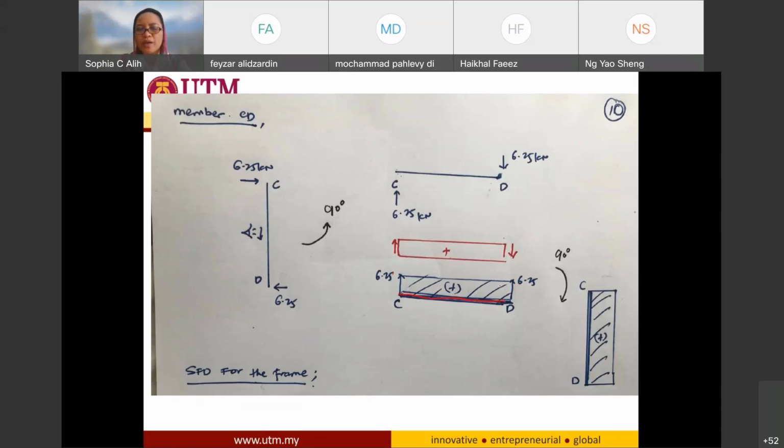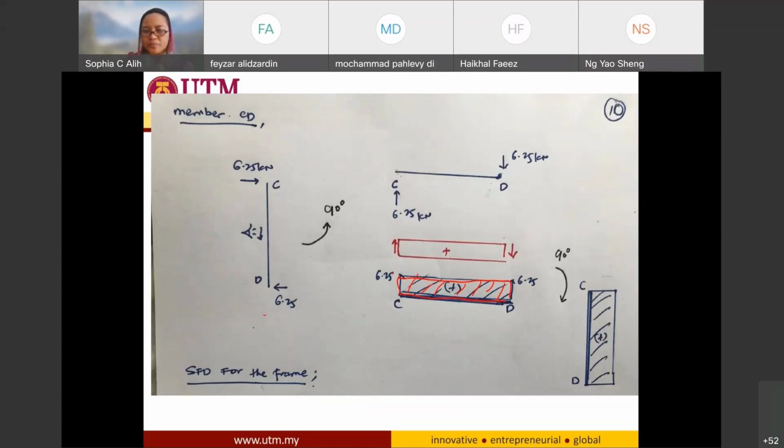This is my reference point. Positive is always upward of the diagram for shear force. Then I will have my shear force diagram to be positive over here. Now, in order for me to go back to the original position, I just rotate it back 90 degrees downward, and it becomes this way. So this is the shear force of my member CD.